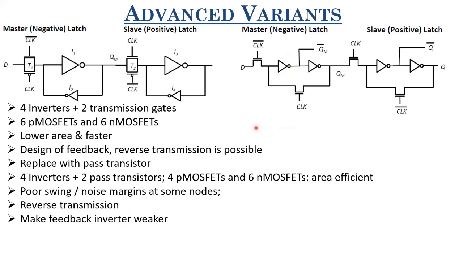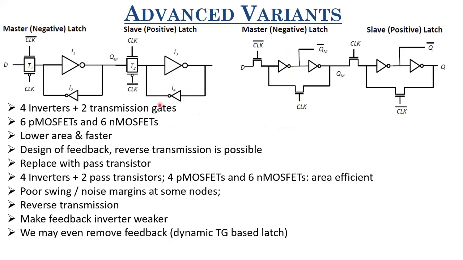So what we do for reverse transmission is we just make the feedback inverter weaker. You make this feedback inverter weaker over here. And you can even remove this feedback inverter, and once you do that, the design becomes a dynamic design. It doesn't remain a static design. So I already told you that this feedback inverter can be removed.